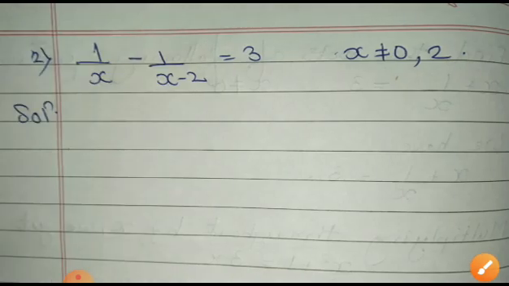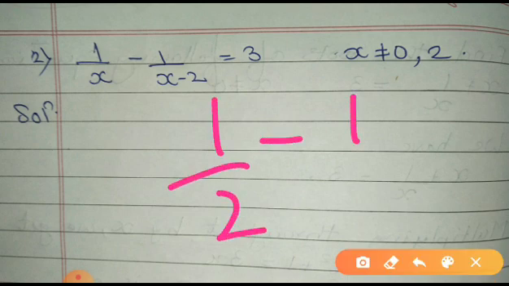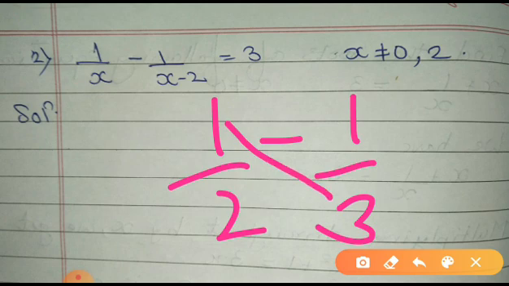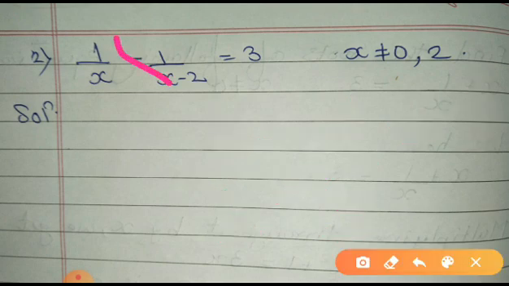See the next one. Next, I have 1 by x minus 1 by x minus 2, equal to 3. Now, if I have 1 by 2 minus 1 by 3, what would you do? You would either find the LCM or use cross multiplication. If something is equal to something else, I can make use of cross multiplication, right? The same thing I'll do here.